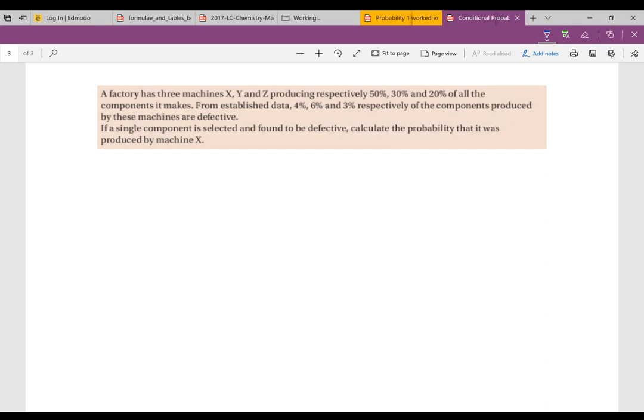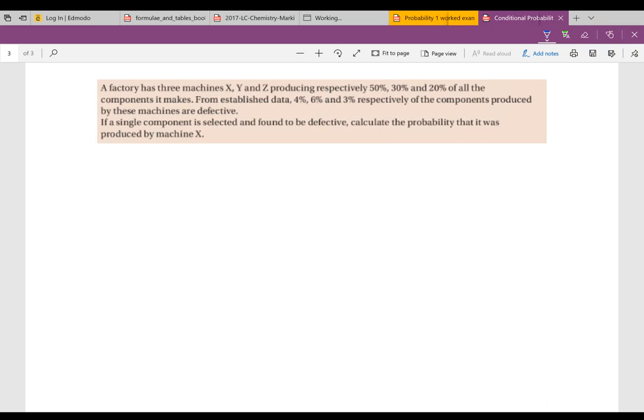Okay, so this is a second, more difficult example on conditional probability. A factory has three machines, X, Y, and Z, producing respectively 50%, 30%, and 20% of all components it makes. From established data, 4%, 6%, and 3% respectively of the components produced by these machines are defective.